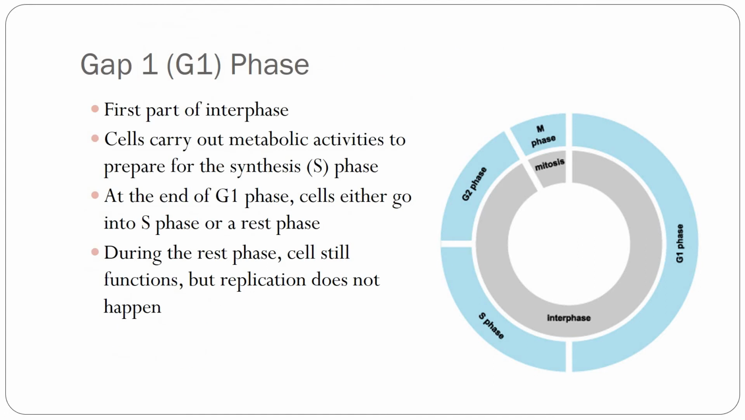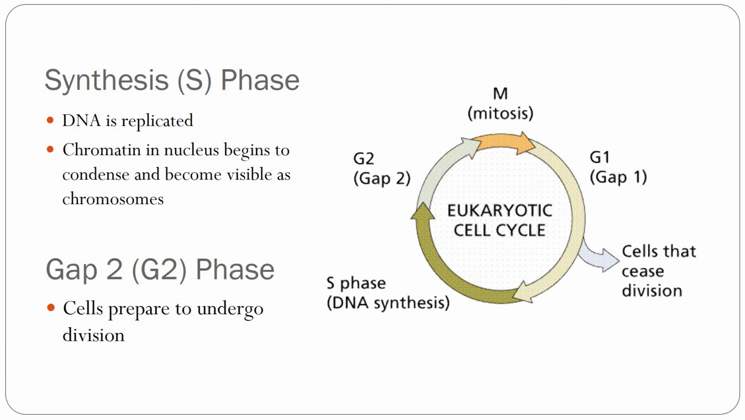Now, going into each part of the phases of interphase, we have G1, which is gap 1. They carry out all cell activities, all the metabolic activities that are required for the S phase. Okay, and then at the end of the G1 phase, cells either go into S phase or some sort of rest. During the rest phase, cells can still function, but replication does not happen. And when it gets into S phase, that's when it starts to replicate its DNA.